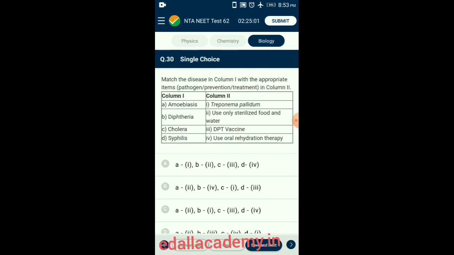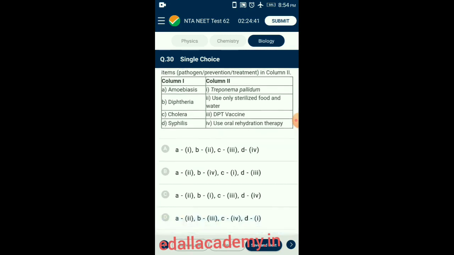Amoebiasis and water. Use only sterilized food. Diphtheria, DPT vaccine. Cholera therapy. Use oral rehydration. Syphilis, Treponema pallidum. So the answer is option D. A correctly matching one is option D.